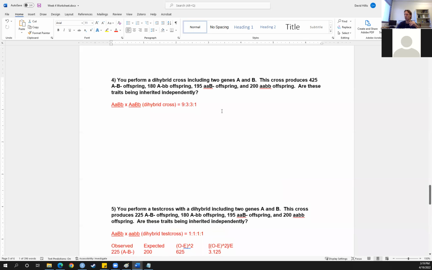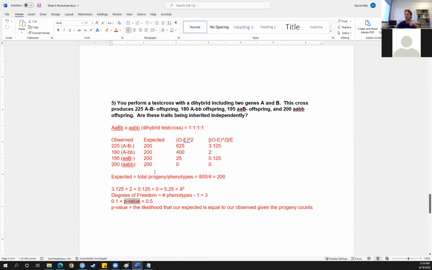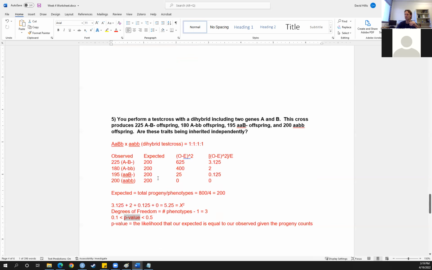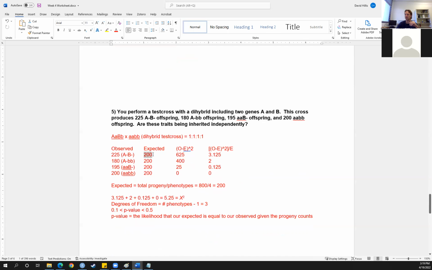And again, we would work out this problem exactly the same up here, except our expected values will be very different. They won't all be equal to each other. They will have that 9 to 3 to 3 to 1 ratio. But that is going to depend on if you're looking at a test cross or a dihybrid cross. So it's very important in these kinds of questions to look for that.